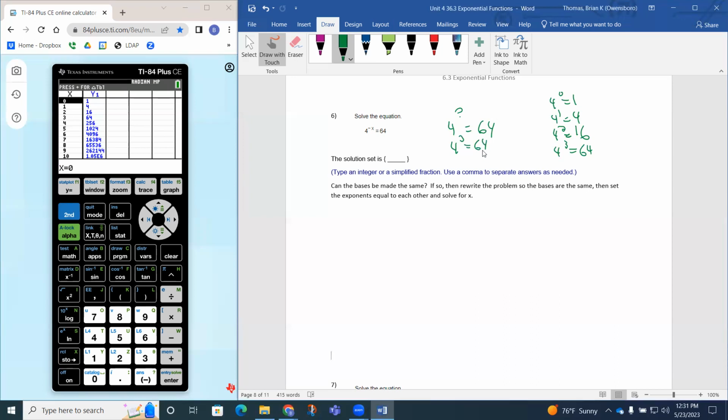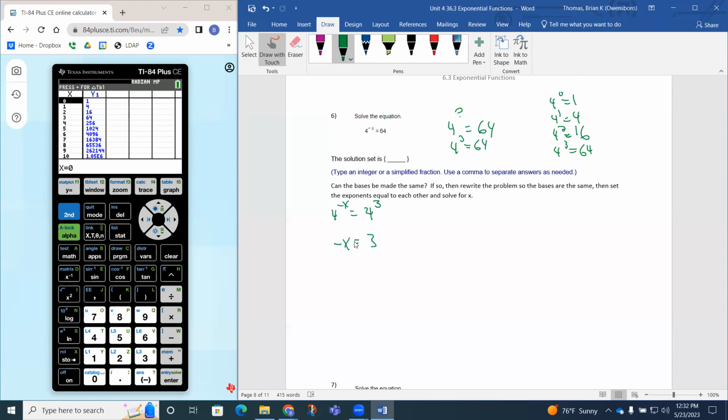So what I can do is rewrite 64 as 4 to the third. That means I can rewrite the problem so the bases are the same. So this becomes 4 to the negative x equals 4 cubed, because 4 cubed is 64. By doing so, the only way this can be true is if the bases are the same, then the exponents have to be equal. So the opposite of x has to equal 3.